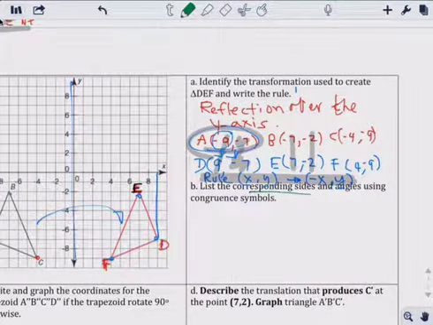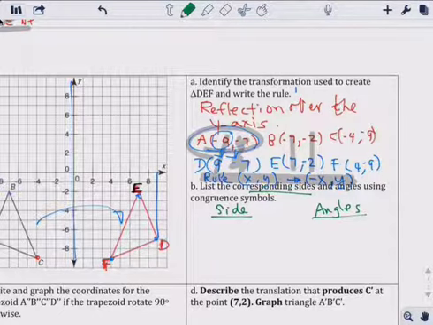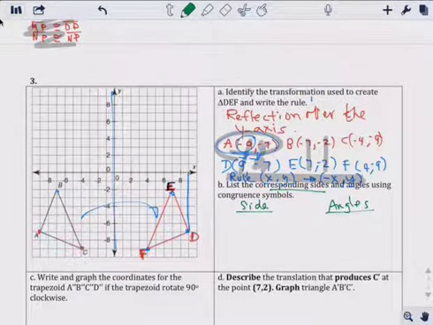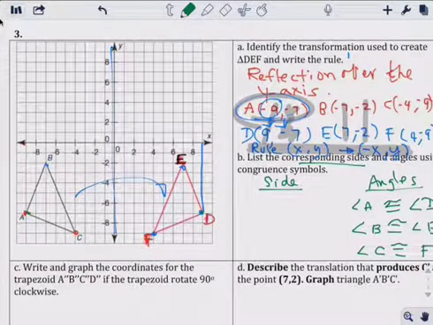Corresponding sides. First we start with sides, and then corresponding angles. Most of you only did sides and not angles. We'll do the angles, it's the easiest. Angle A is congruent to angle D. Angle B is congruent to angle E. Angle C is congruent to angle F. Most of you forgot that part. All of you did the sides.